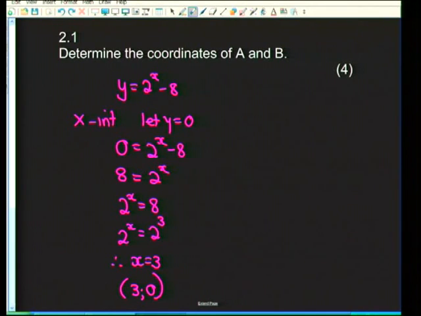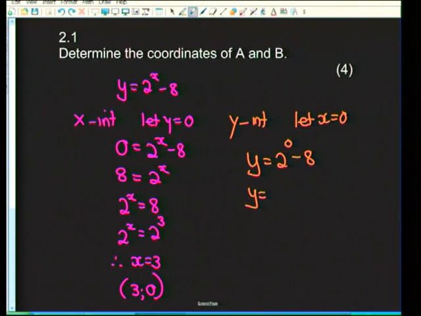Right, now let's go for the y-intercept. Let's change colors so it all stands out nicely. For the y-intercept, we're going to let x equal 0. So y is equal to 2 to the 0 minus 8. What do we know about anything raised to the power 0? It's equal to 1. And so y is equal to minus 7. So we have coordinate (0, negative 7).